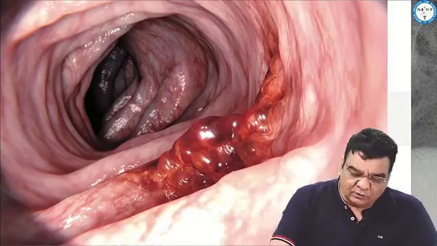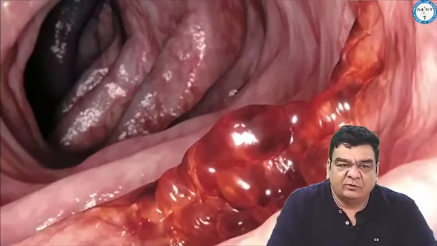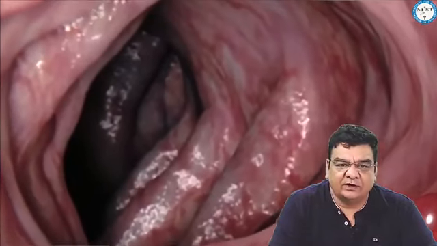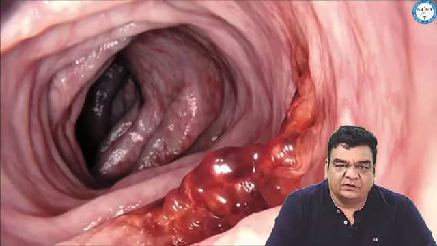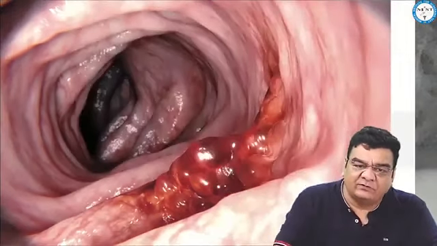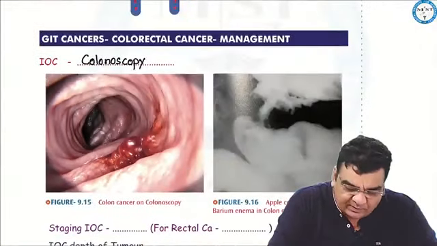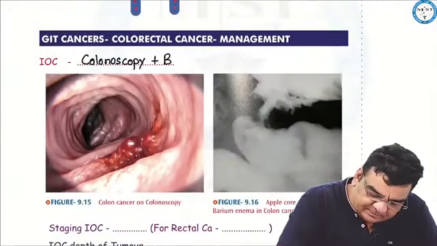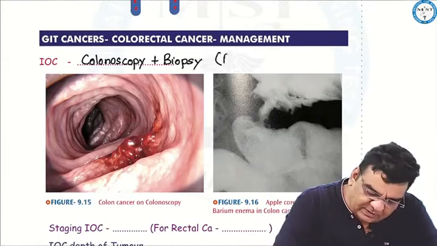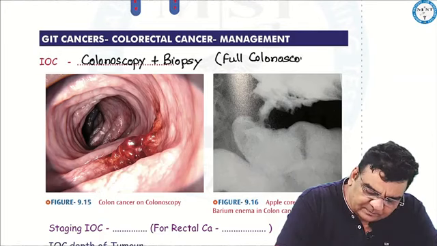And when you are doing a colonoscopy, beta, there is a possibility that you may find something like this. So here you can see there's a tumor, and now you can take a biopsy from this tumor. Colonoscopy and biopsy. Please remember, we always go for full colonoscopy.